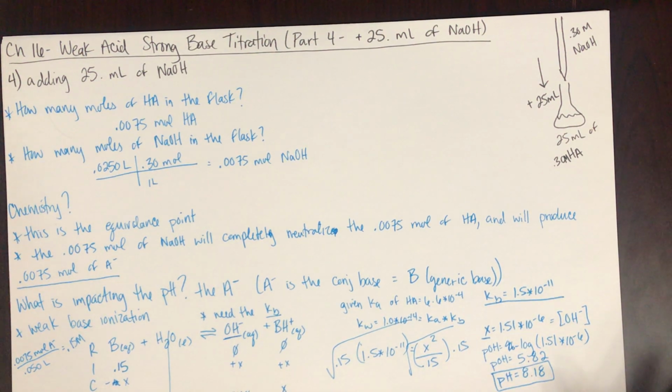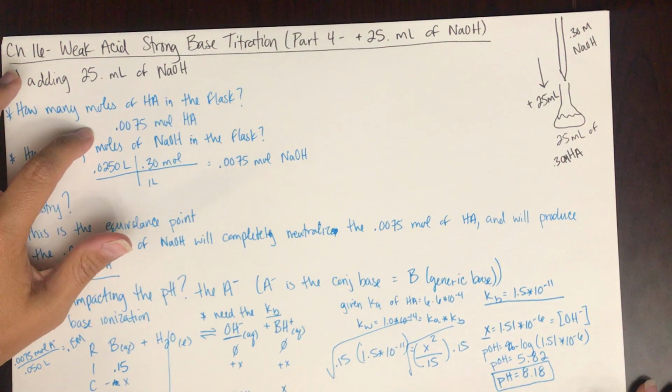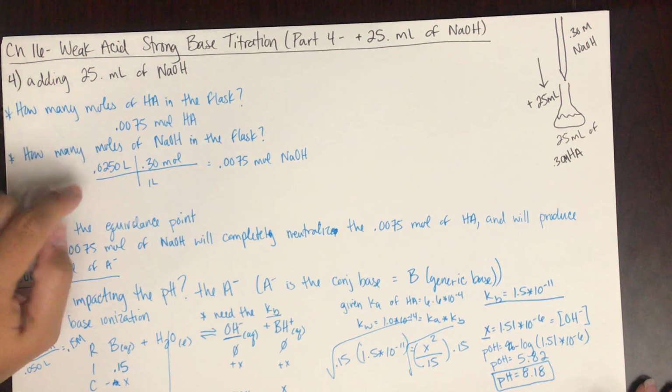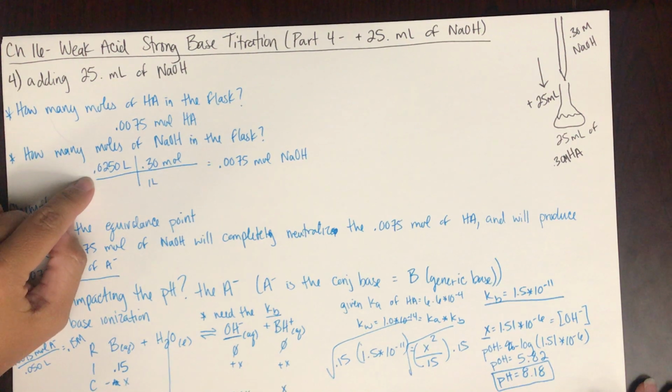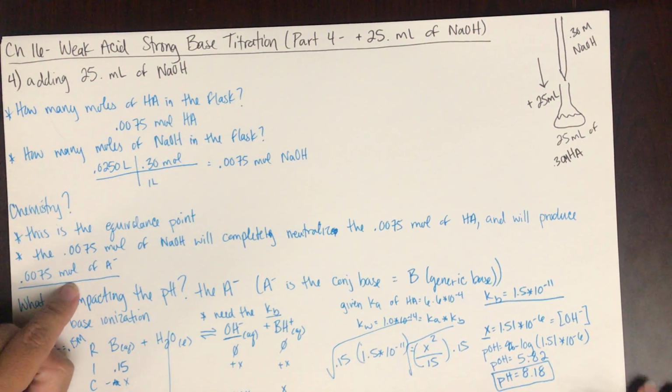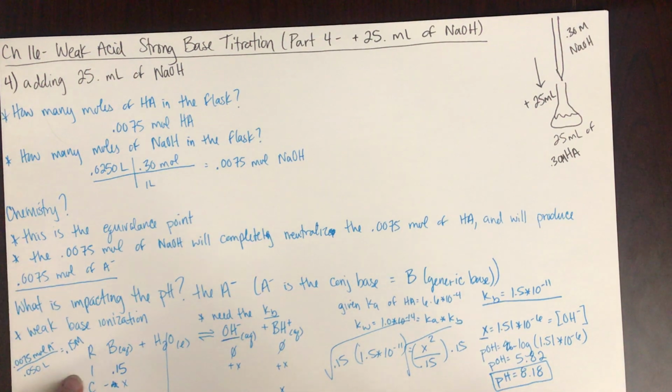So the chemistry here at each of these steps is so important. You need to be able to think about molecularly what is happening, what is neutralizing what, what is left over, what is affecting the pH. So at this point, all of the weak acid is neutralized by all of the strong base, leaving only the conjugate base that is produced during the neutralization to impact the pH. That's why to calculate the pH at this step, we do a weak base ionization.